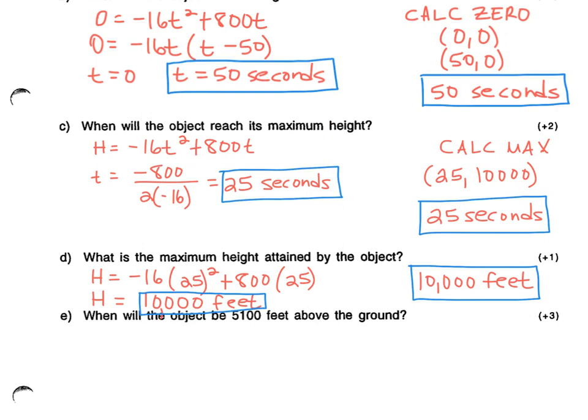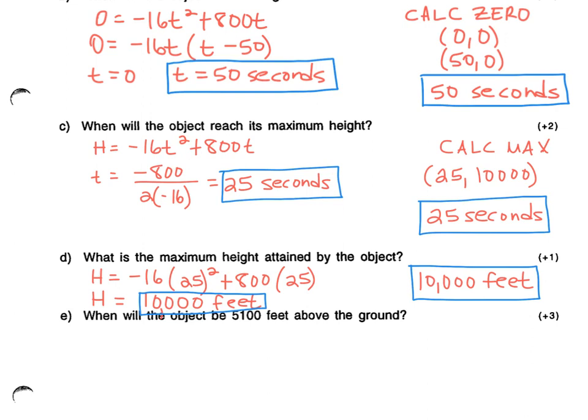So I just rewrote the quadratic function right here. For our time element, t is going to be equal to the opposite of b all over 2 times a. And then that will yield an answer of 25 seconds. So that's when the object reached its maximum height.